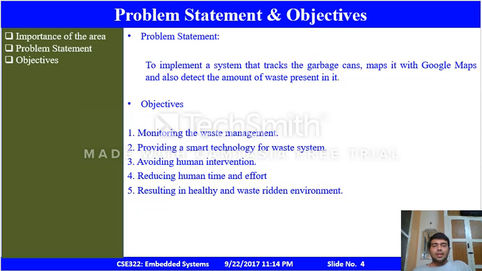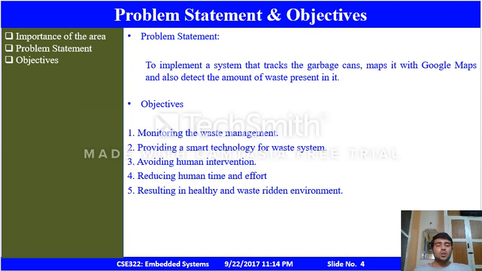So let's move on to the next item. Right, what is the problem statement? The problem statement is to implement a system that tracks garbage cans, maps them with Google Maps, and also detects the amount of waste present in them. I've talked to you at length about why there is a need to do so, and now I'm going to talk to you more about the objectives of our project.